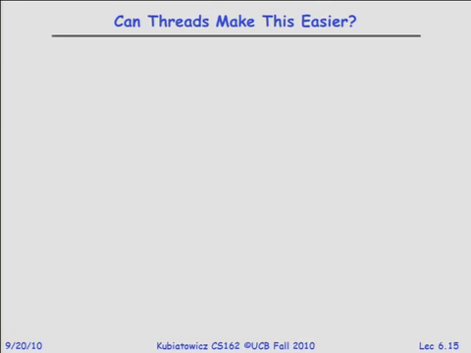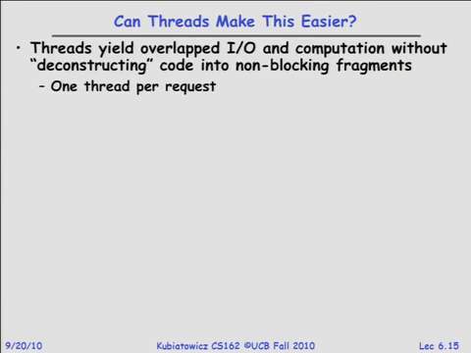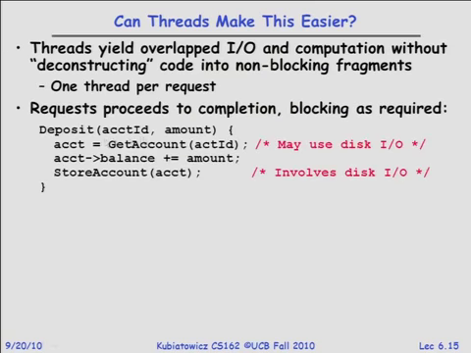So you could view what I did there. The request comes in, it looks up the account, then it does some stuff, it stores the data back. That's an obvious thread of control, and what we did was deconstruct it into pieces and put it on an event queue earlier. With threads, we just keep that obvious pathway. We have one thread per request, and the request proceeds to completion, and it goes to sleep if necessary.